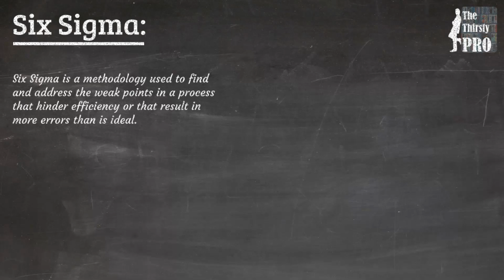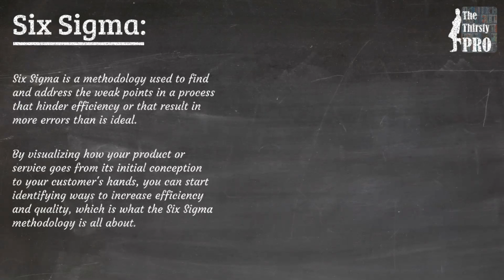Six Sigma is a methodology used to find and address the weak points in a process that hinder efficiency or that result in more errors than is ideal. By visualizing how your product or service goes from its initial conception to your customer's hands, you can start identifying ways to increase efficiency and quality, which is what the Six Sigma methodology is all about.